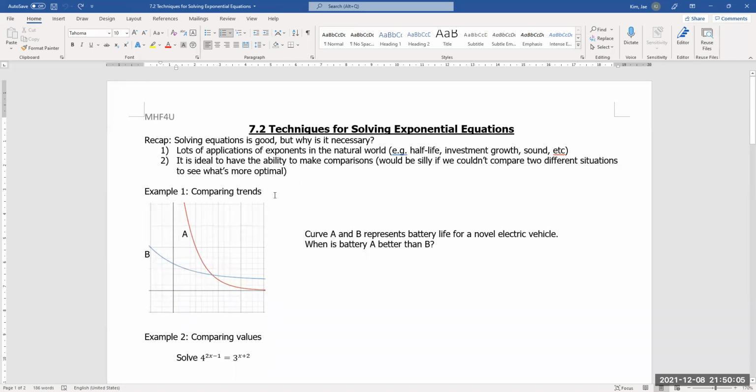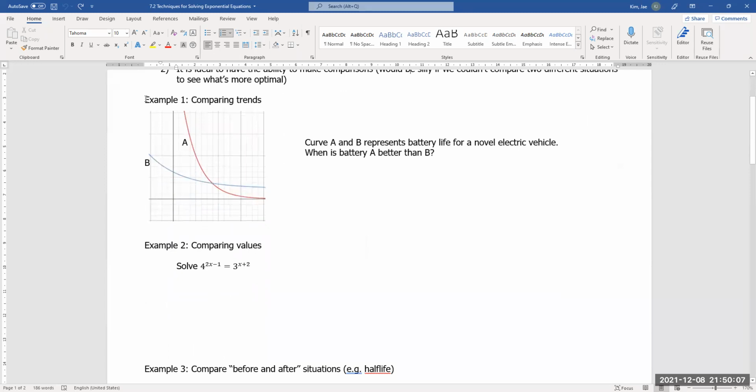Some of the more simple things that we can do: we can compare graphically for sure. Visually, it's easy. For example, let's say I give you two exponential curves, and your goal would be to identify which curve is better. So curves A and B represent battery life for a novel electric vehicle. When is battery A better than B?